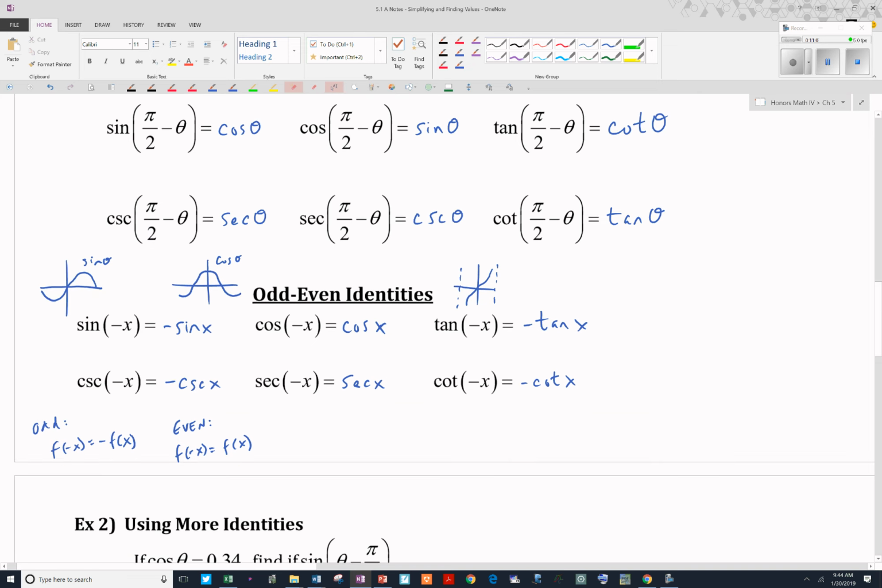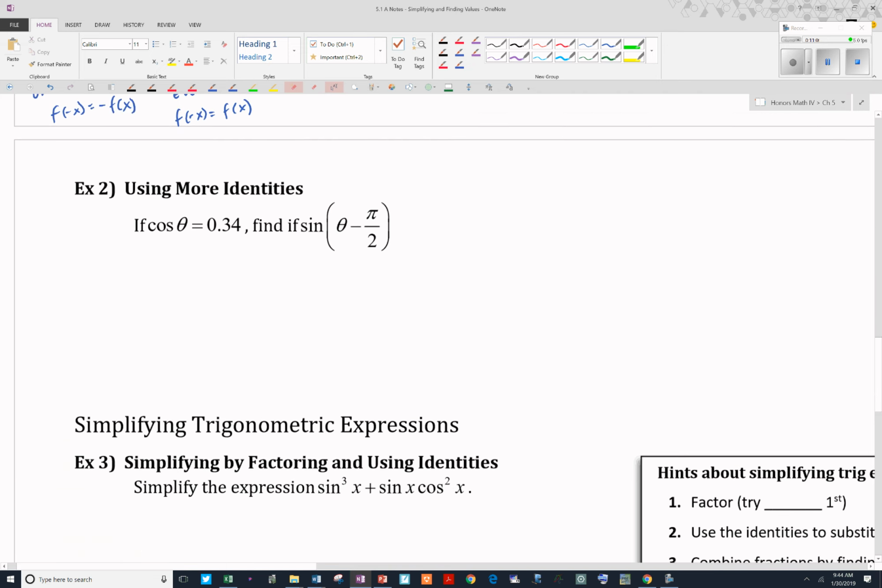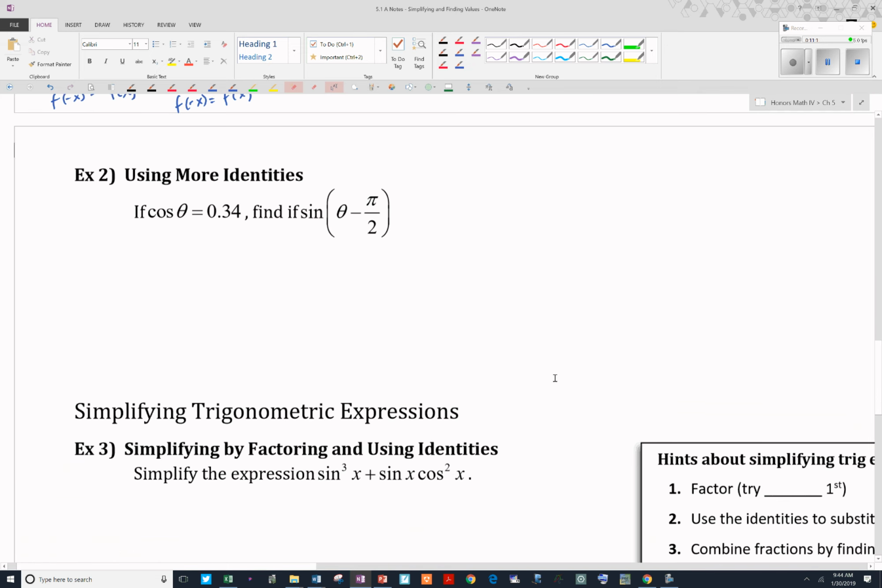All right, so let's take a look at the usefulness of some of these identities here. Some things that we do here are going to be the same as what we did in Algebra 2. Other things that we do are going to be a little bit different. This first thing is a little different. This says find sine of theta minus pi over 2 if cosine theta is 0.34.